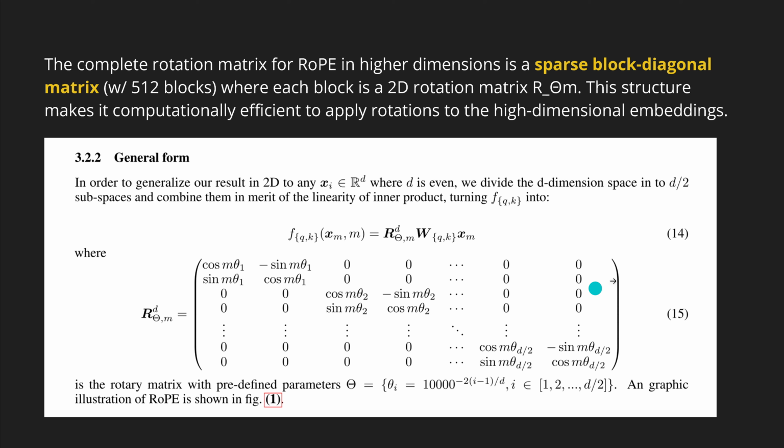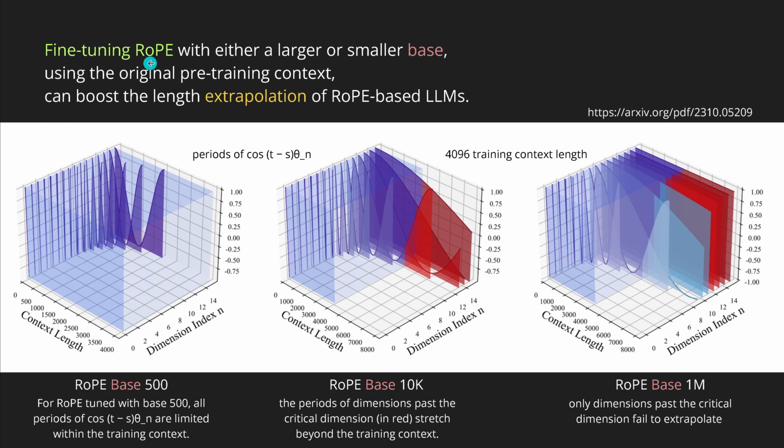Now this is important because this team of researchers found out that fine-tuning RoPE with either a larger or a smaller base than 10,000, using the original pre-training context, can boost the length extrapolation of our RoPE-based LLMs. And this is a beautiful visualization. Look, in the middle we have our RoPE base of 10K. This is the original Google publication from 2017. And you see the periods of the cosine with theta n, and we have a 4K training context length.